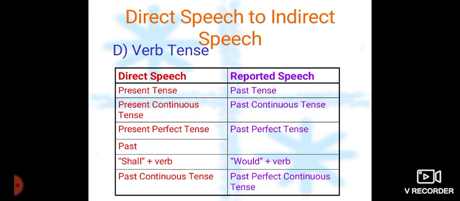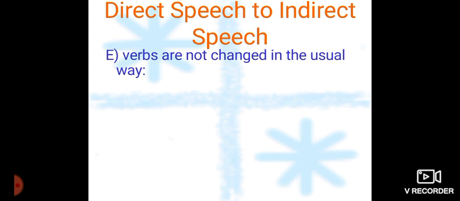If a direct speech sentence is in the present tense, we want to change that into the past tense. If it is in present continuous, we want to change it into past continuous tense. If it is present perfect tense or past tense, we want to change that into past perfect tense. Or else, if we are using modal auxiliary verbs in direct speech, at that time we want to use the modal auxiliary verb in its past form plus the main verb. And if we are using past continuous tense, we want to use past perfect continuous tense. These are all the common tense changing rules in direct and indirect speech.